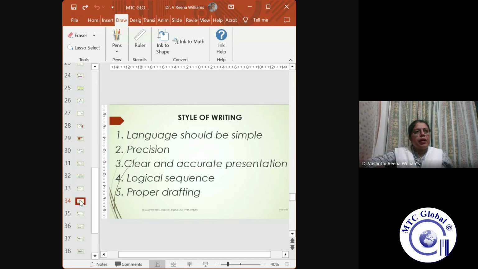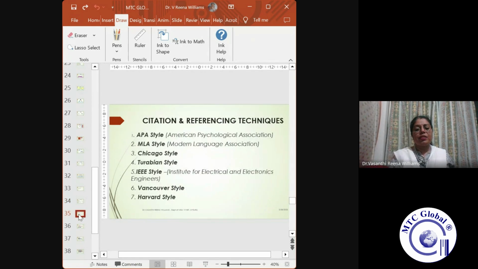Secondly, it not only makes it pleasurable to read the article or your report, because it's in a proper sequence, it does not confuse the reader. So hence it should be in a proper sequence. And proper drafting, meaning that you use English which has fewer grammatical errors, because that also is very important for this.